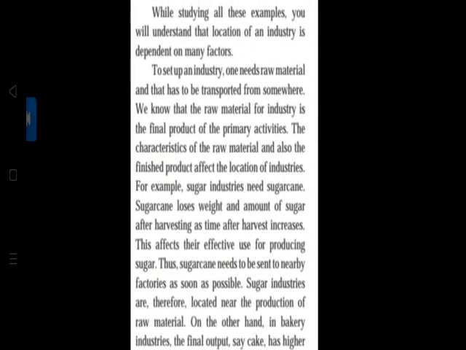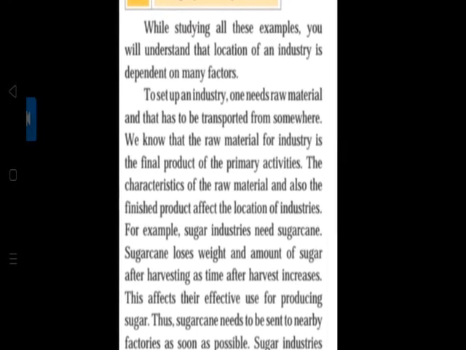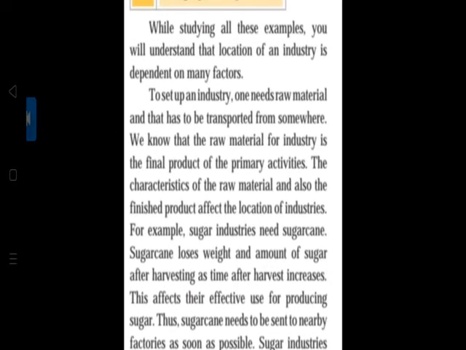While studying all these examples, you will understand that the location of an industry is dependent on many factors. To set up an industry, there are a lot of things you require. One needs raw material. The basic thing you require to carry on the processing or manufacturing is the raw material. That has to be transported from somewhere. So transportation also is a very important part. We know that the raw material for industry is the final product of the primary activity. The characteristics of the raw material and also the finished product affect the location of industry.